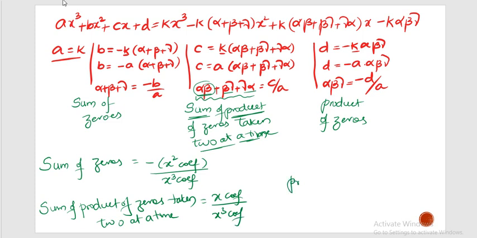The same way, next thing is product of zeros. Product of zeros is given by minus constant by x cube coefficient. So if you observe here, x cube and its coefficient, next x square and its coefficient, x and its coefficient, constant. Now if I want the sum of zeros, I need to take the second coefficient by the first coefficient, next the third coefficient by the first coefficient, then the fourth coefficient by the first coefficient, right?